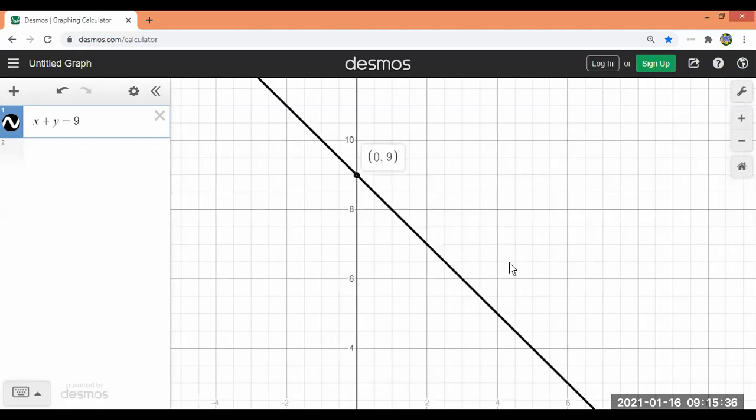So first thing, the graph is always a straight line. Second thing, it has infinite number of solutions for a given equation. We are looking at just one equation for now.